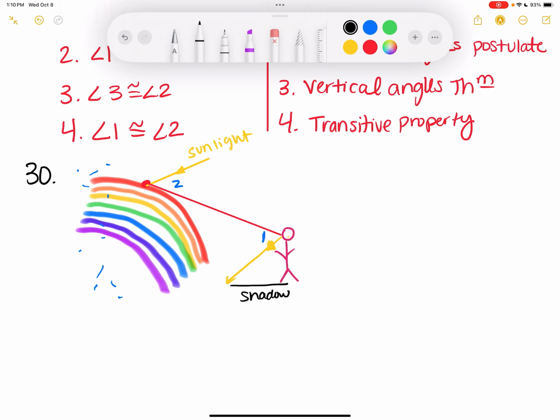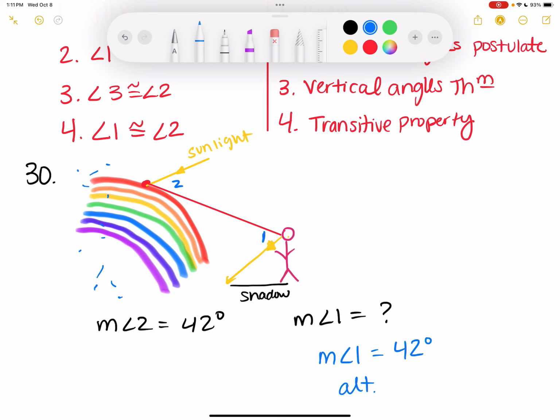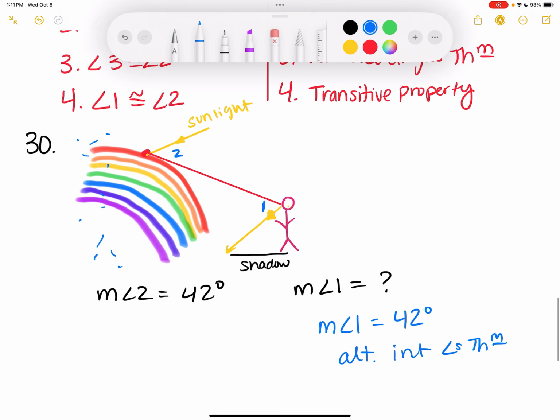So then, as part of the problem, they tell us that the measure of angle 2 is equal to 42 degrees, and they want us to find the measure of angle 1. So, what is the measure of angle 1 and why? Yep. Alternate interior angles theorem. So again, you wouldn't have to copy the picture over. I was just trying to do it to help us see what's going on. Any questions about this stuff? All right.